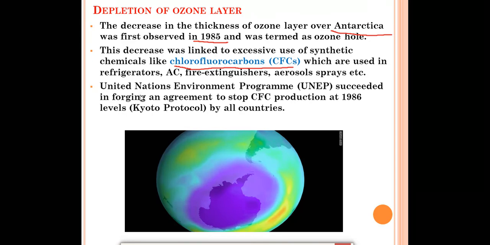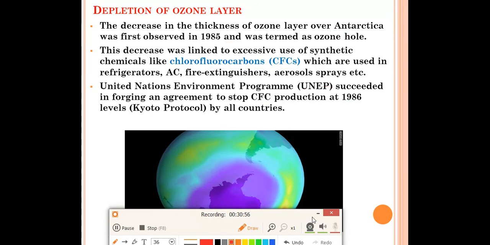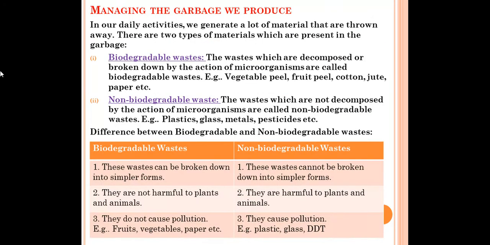The United Nations Environment Program, UNEP, succeeded in forcing an agreement by all the countries to stop CFC production at 1986 levels. So UNEP said that all the countries should stop the production of CFC, so that our ozone layer does not get depleted.